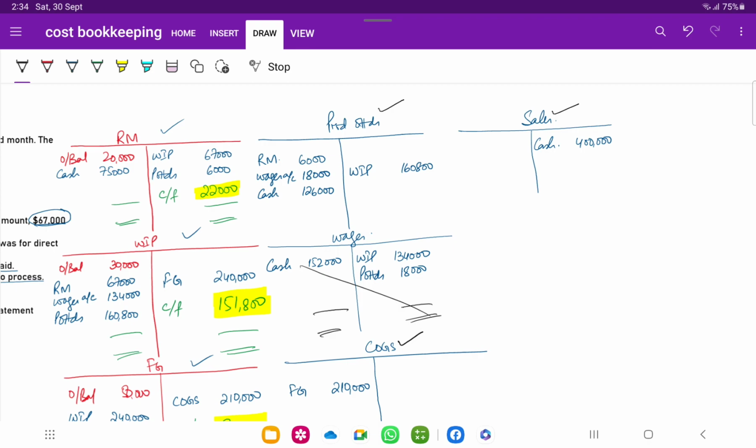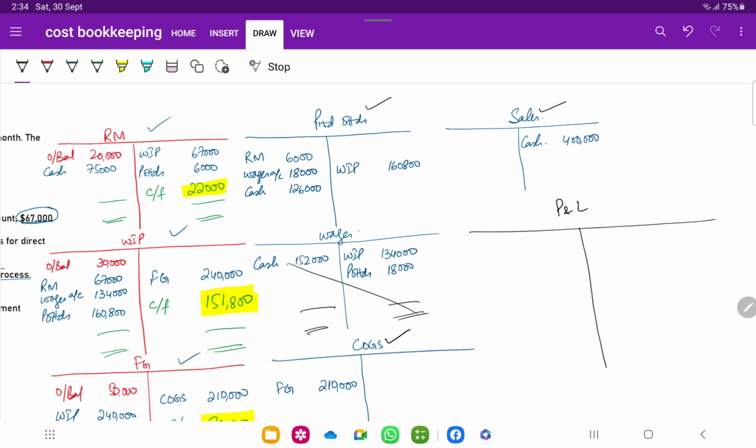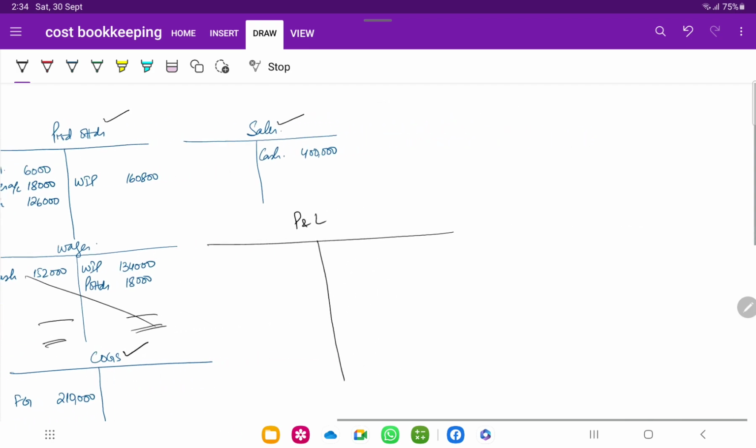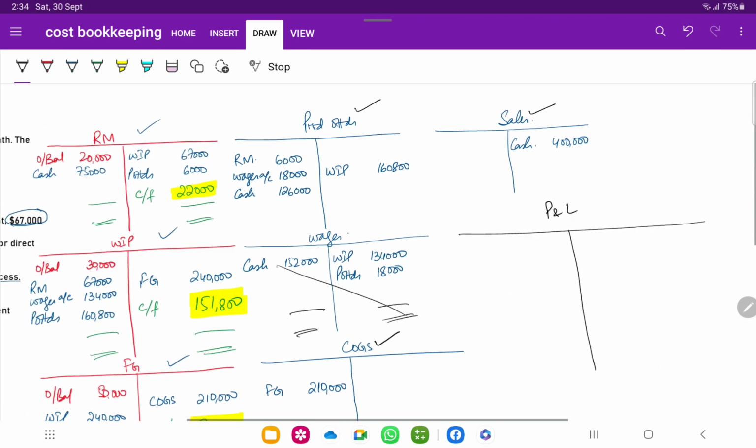So what we are going to do now is make a profit and loss account, and let's see how we can do that. In the profit and loss account, we normally start with sales. If you recall the P&L statement, we start with sales, and then we charge cost of goods sold in order to calculate gross profit. So let's start with sales.